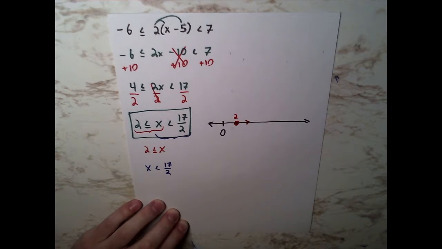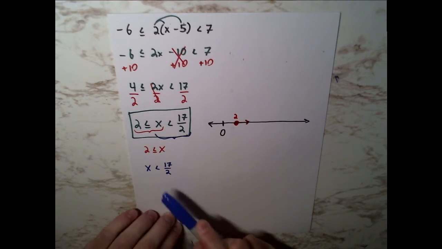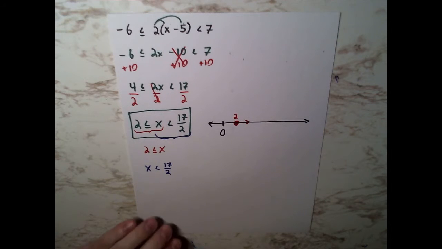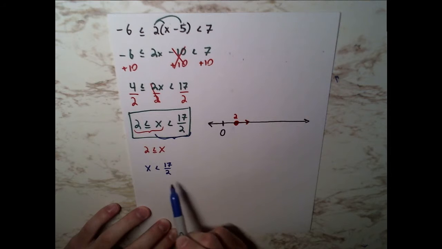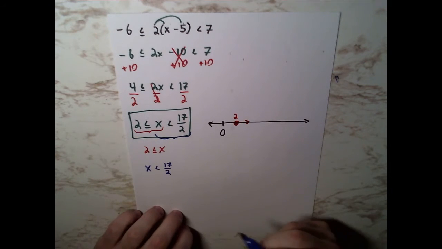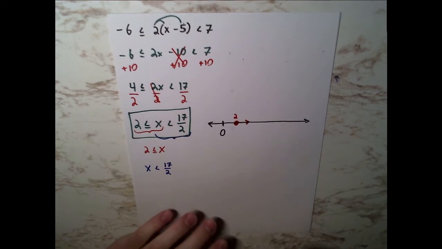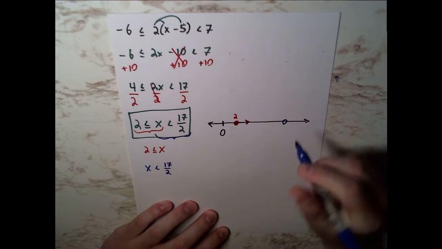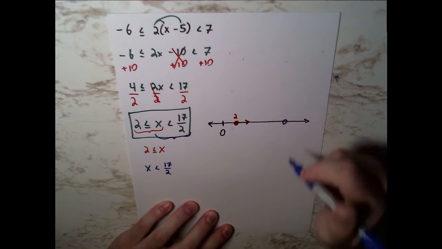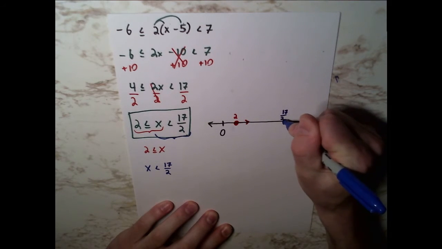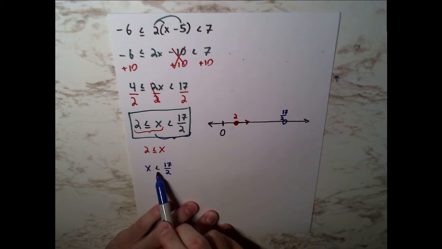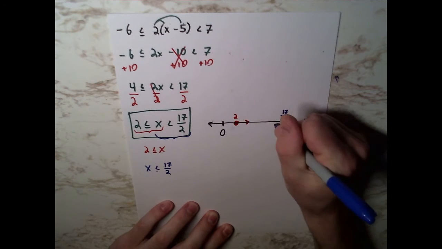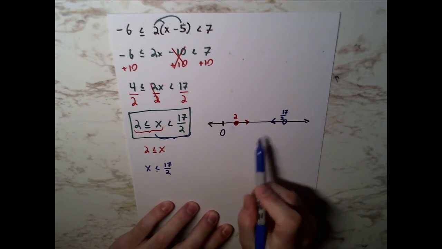And we'll do the same thing for this second half of the equation right here. We're going to have an open circle this time at 17 over 2. So 17 over 2 is bigger than 2, so we'll just say that 17 over 2 is right here. So we'll label that 17 over 2. And we want x to be less than 17 over 2. X less than 17 over 2. So we're going to be shading in this direction here.